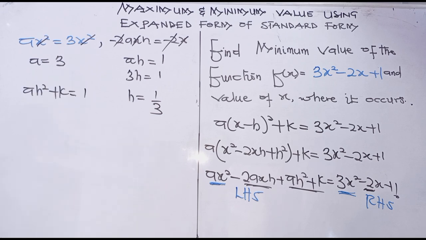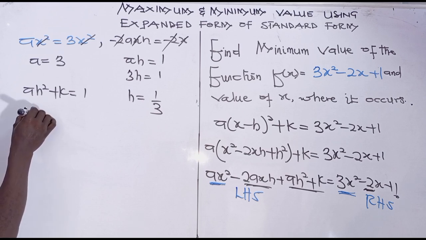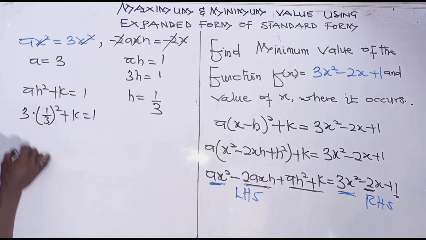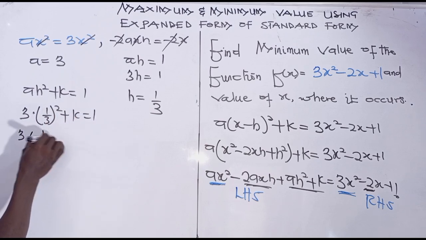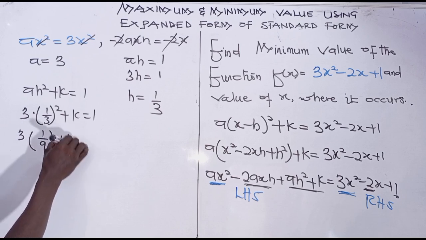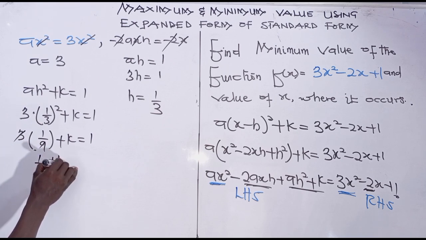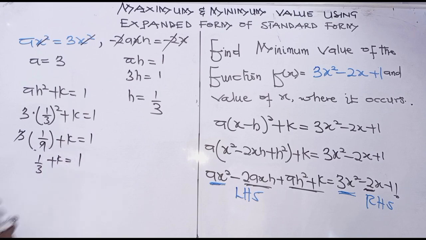Now from here, our h is 1 over 3 and our a is 3. So we have 3 multiplying (1 over 3) all squared, plus k is equal to 1. So we have 3 times 1 over 9 plus k is equal to 1. So this will cancel this. We have 1 over 3 plus k is equal to 1. We are looking for k, so we have k equal to 1 minus 1 over 3. Therefore, we can say that our k is equal to 2 over 3.